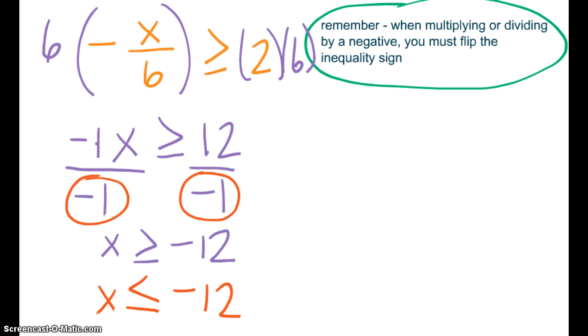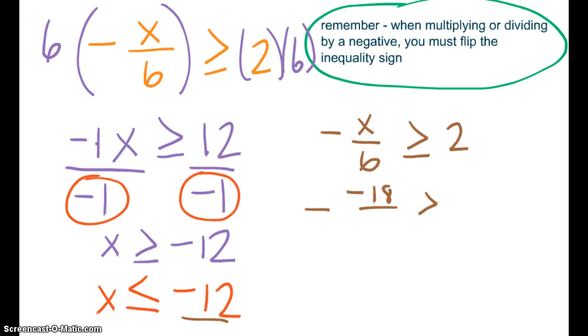Now let's rewrite the equation. Our original inequality was negative x over 6 is greater than or equal to 2. So let's substitute in a value that is less than or equal to negative 12. Let's go with 18 because I know it's divisible by 6. So we're going to go with negative 18, sorry. So we substitute in negative 18 for x: negative x divided by 6 is greater than or equal to 2.